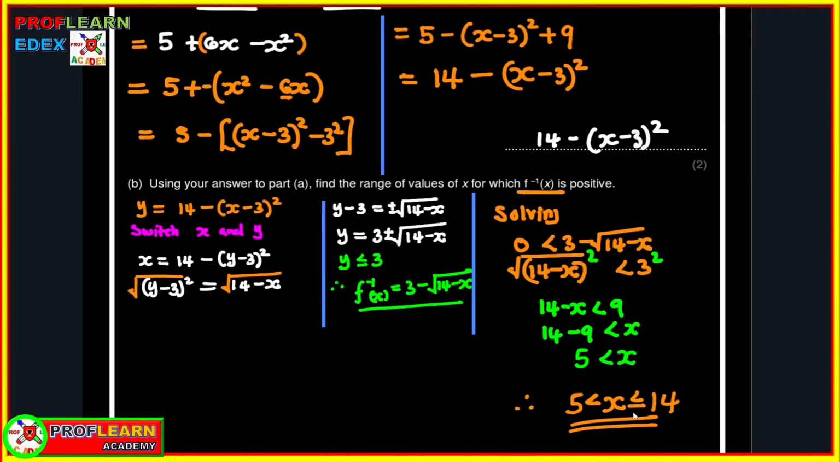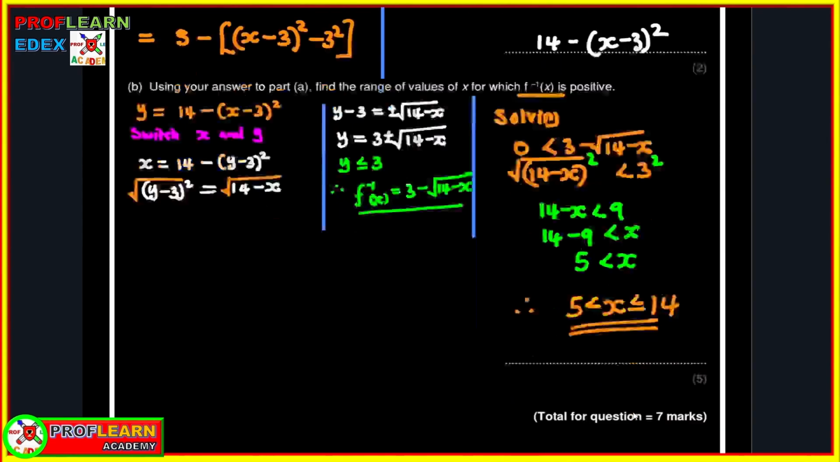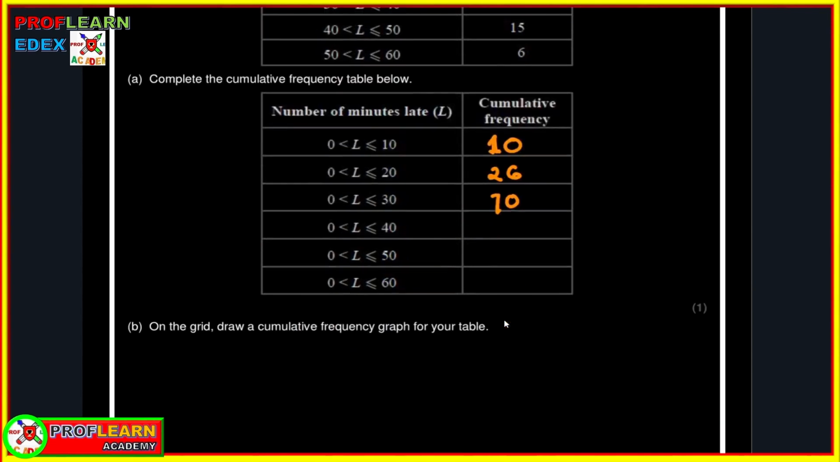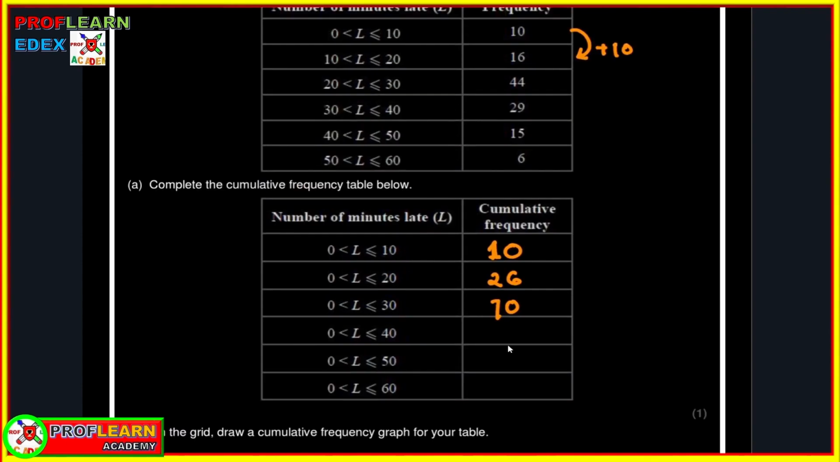Right, moving to the next question. We are given a table of values, and we're supposed to fill in the cumulative frequency. Remember, to complete the cumulative frequency table, we start with 10, then 10 plus 16 is 26, 26 plus 44 is 70, 70 plus 29 is 99, then plus 15 gives us 114, and finally we get 120.